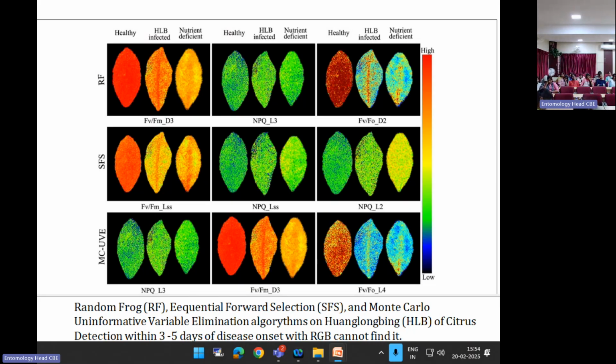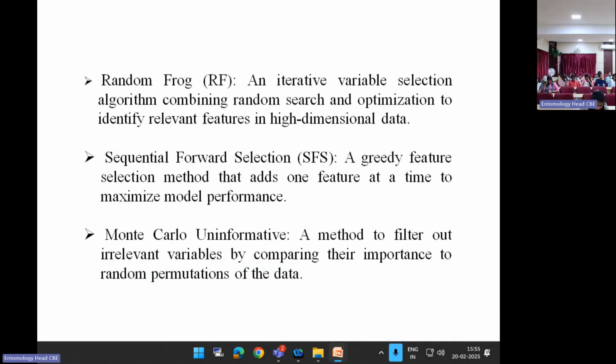All these are Fv by Fm. Like I told you, Fv by Fm is the quantum yield, and this is non-photochemical quenching. This is Fv by F0, that is, initial fluorescence. These are the electron transport parameters which this imaging measures. So from this we will be able to quantify, and also predict the progression of the disease. This one I showed you.